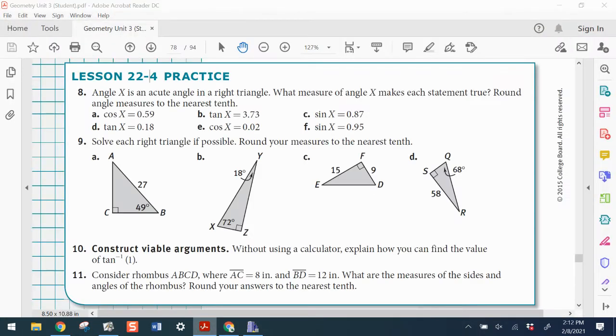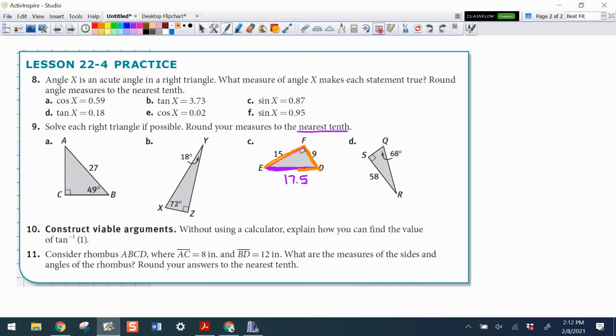So in reference to angle D, we are going to use the tangent function. The tangent of angle D is the opposite side, which is FE, which we know is 15, compared to the adjacent side of angle D, which is side FD, which is 9. So the tangent of angle D is 15 over 9. Therefore, the tangent inverse of 15 over 9 should give us the measure of angle D. So this is where we're using the inverse function to find the actual angle measure.